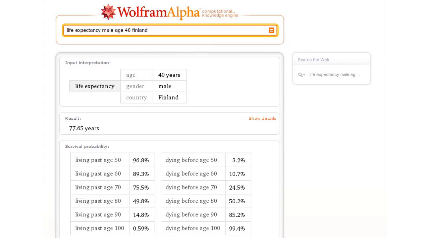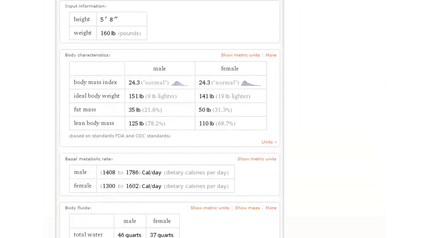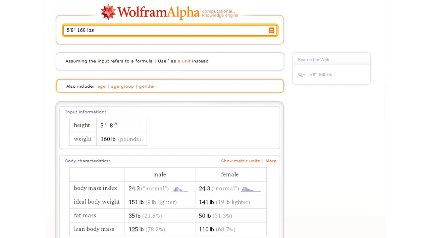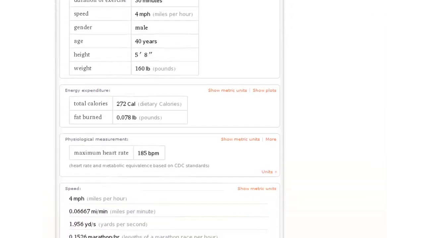How about another health-related thing? Let's give it a height and weight. So that gives us some basic data and some not so basic data. Let's ask about, let's say, some exercise we might take. So let's say running 4 miles an hour, 30 minutes, and then give our height and weight and age and gender. So there's quite a lot of detail here that we can drill down to see.